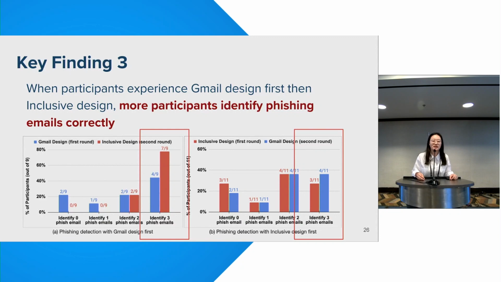I would say the priming effect does exist, but why do we show the two graphs together? It is because if the priming effect exists, it should exist in both sequences, right? Sure. But an increment shows in the first sequence, which is Gmail design first, inclusive design second, but it didn't show in the second.